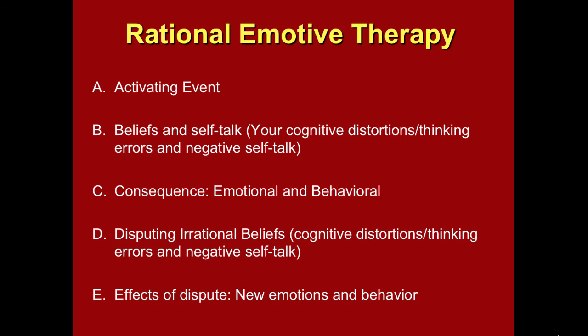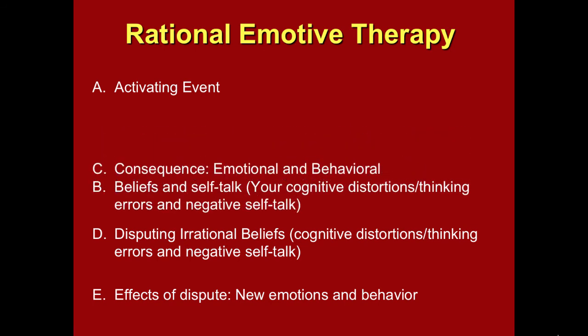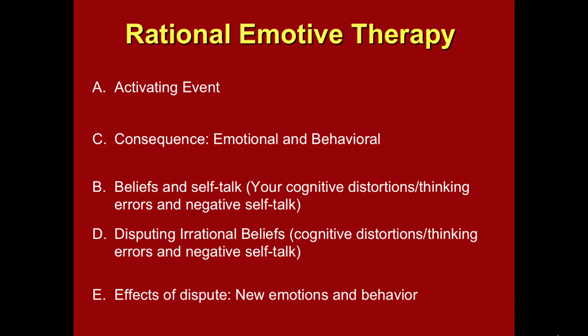Now, the problem that can make it especially difficult for us to discover the B is that we actually do not experience it before our emotional or behavioral consequences. Even though the activating event triggers our beliefs or self-talk, which then lead to our emotional and behavioral consequences, the way that we actually experience this is A, C, B, D, E. Our thoughts are so quick, our neurons fire so rapidly that our emotional and behavioral reactions to us seem to occur immediately following the activating event.